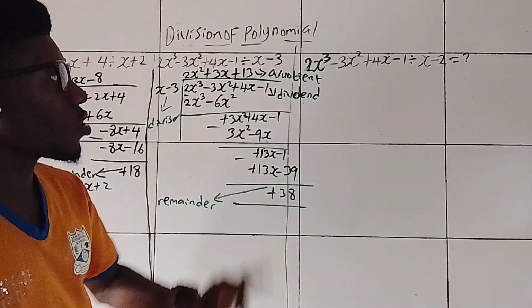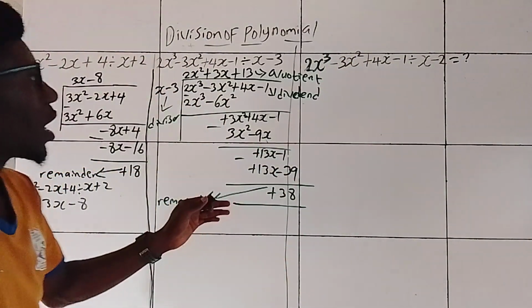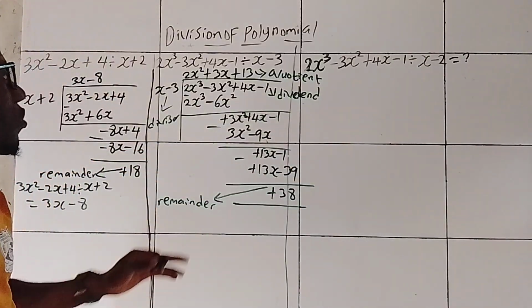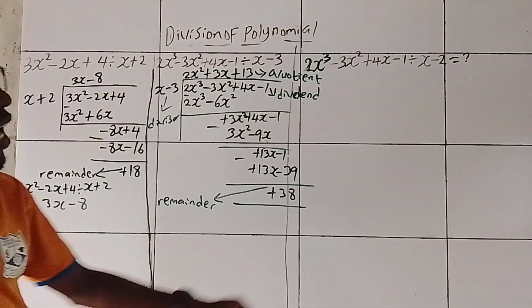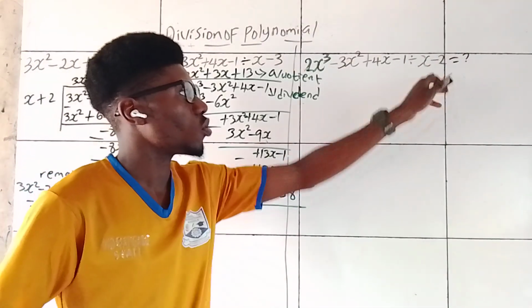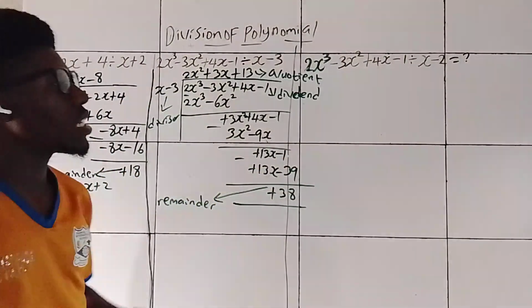So over to this other side of the board, we have another question. But for this, I will not solve it. I expect you to solve this. Now, it's still the same question as this, but the only difference is that our divisor has been changed. Here is x minus 3 and here is x minus 2. So try this out on your own. Practice it. Thank you.